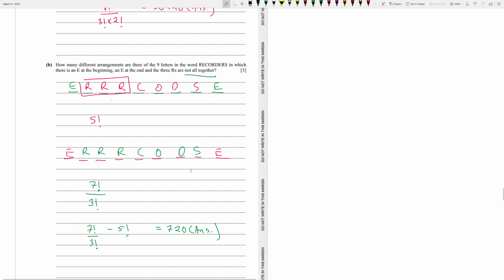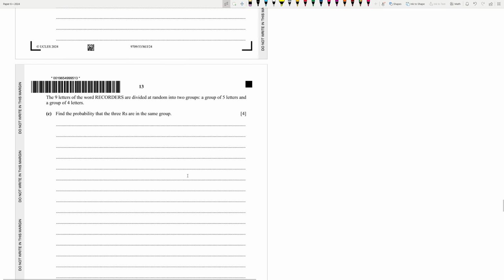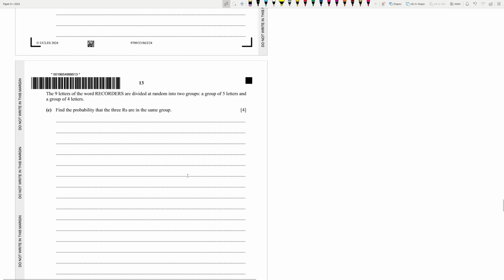Let's go to the last one, I guess. Final sum for the day. The 9 letters of the word RECORDERS are divided at random into 2 groups. Imagine 2022 variant 52, like the word there. Find the probability that the 3 R's are in the same group. Group of 9 letters: a group of 5 and a group of 4. 1, 2, 3, 4, 5, and here we have 1, 2, 3, 4.